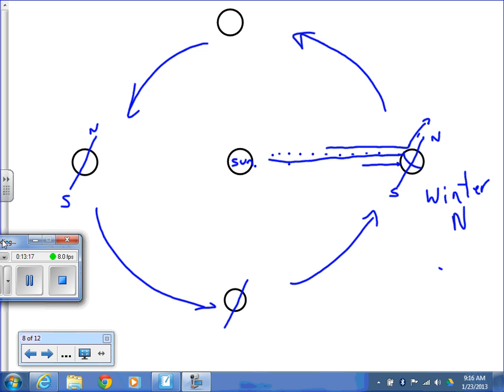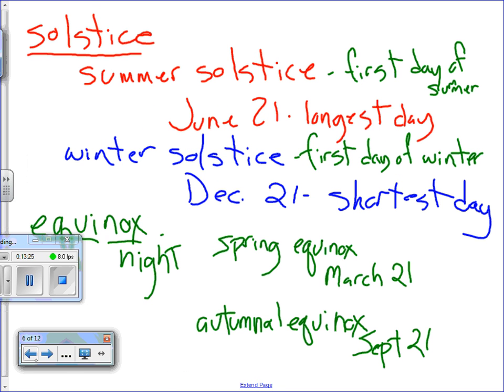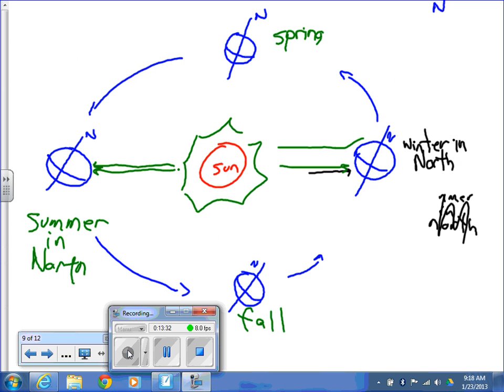Go back to the definitions. Didn't write it down, did we? This one? Okay. All right, so go ahead and write those down. You definitely need to know these words.